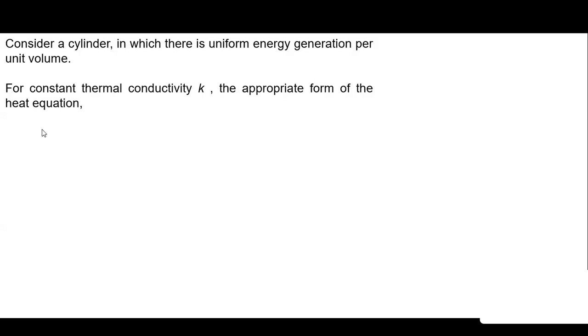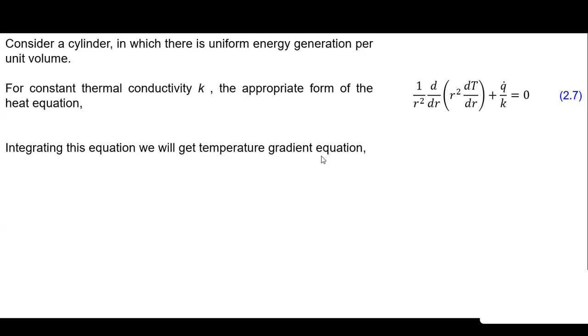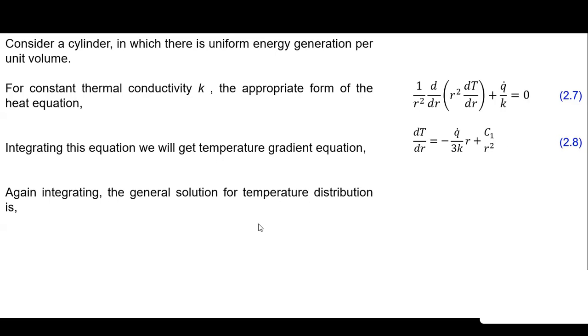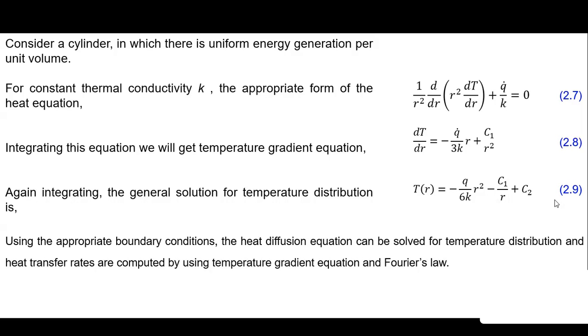In the case of a sphere also, the same procedure can be repeated. For constant thermal conductivity, the appropriate form of the equation is 1 upon r square d upon dr r square dT upon dr plus q dot upon k. Integration of this equation gives the temperature gradient equation, that is dT upon dr is equal to minus q dot upon 3k r plus C1 upon r square. It is C1 upon r square, that sign is missing. Then again integrating, the general solution for the temperature distribution is in this fashion: temperature at r is equal to minus q dot upon 6k r square minus C1 upon r plus C2. So we can once again apply the boundary conditions as per the requirement and find the solution for this.